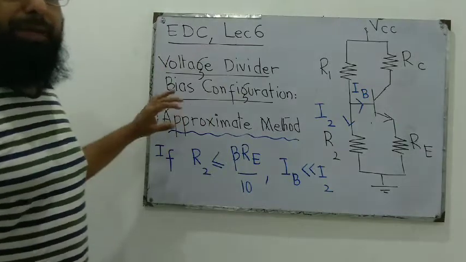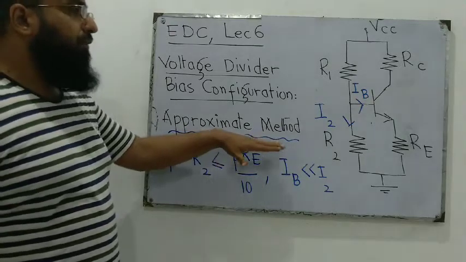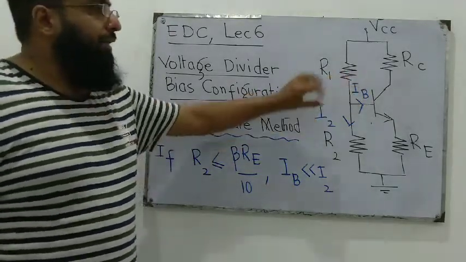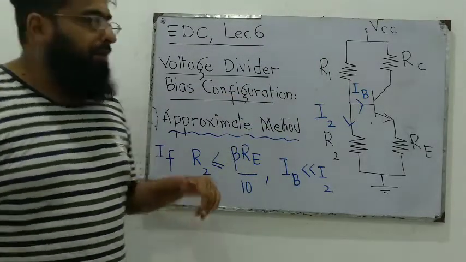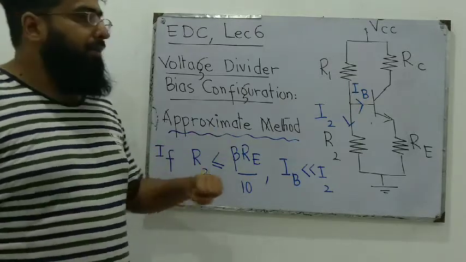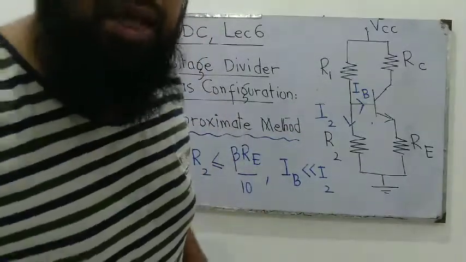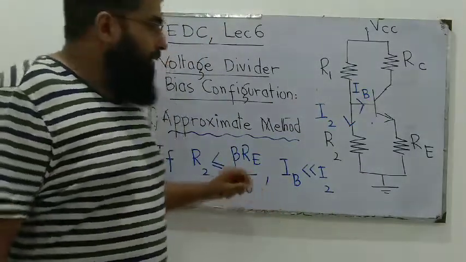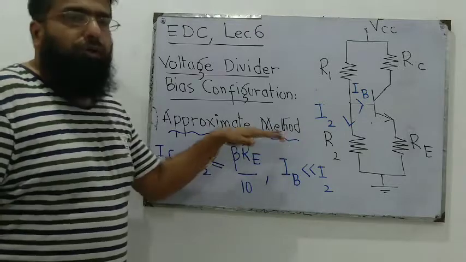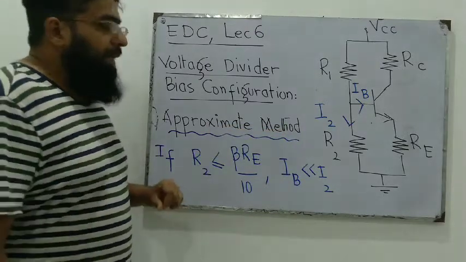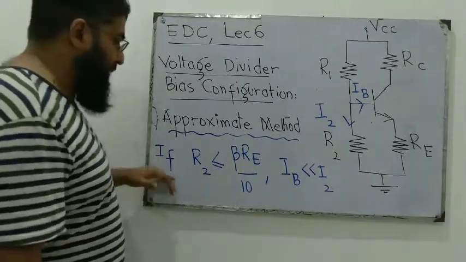Today we will study voltage divider bias configuration and the approximate method to solve for different currents and voltages for this configuration. We have already studied that there is an exact method to analyze this voltage divider bias configuration that requires the help of Thevenin's theorem. In addition to that method, there is an approximate method where we do not need to apply Thevenin's theorem. We can make an approximation or assumption. So let's see what this assumption is.